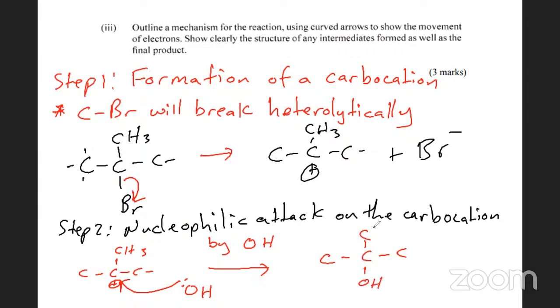All right. So you can get an alcohol from a haloalkane by reacting it with sodium hydroxide. And so that's the mechanism. Two steps: from the carbocation, use OH to attack it. All right, moving on again.